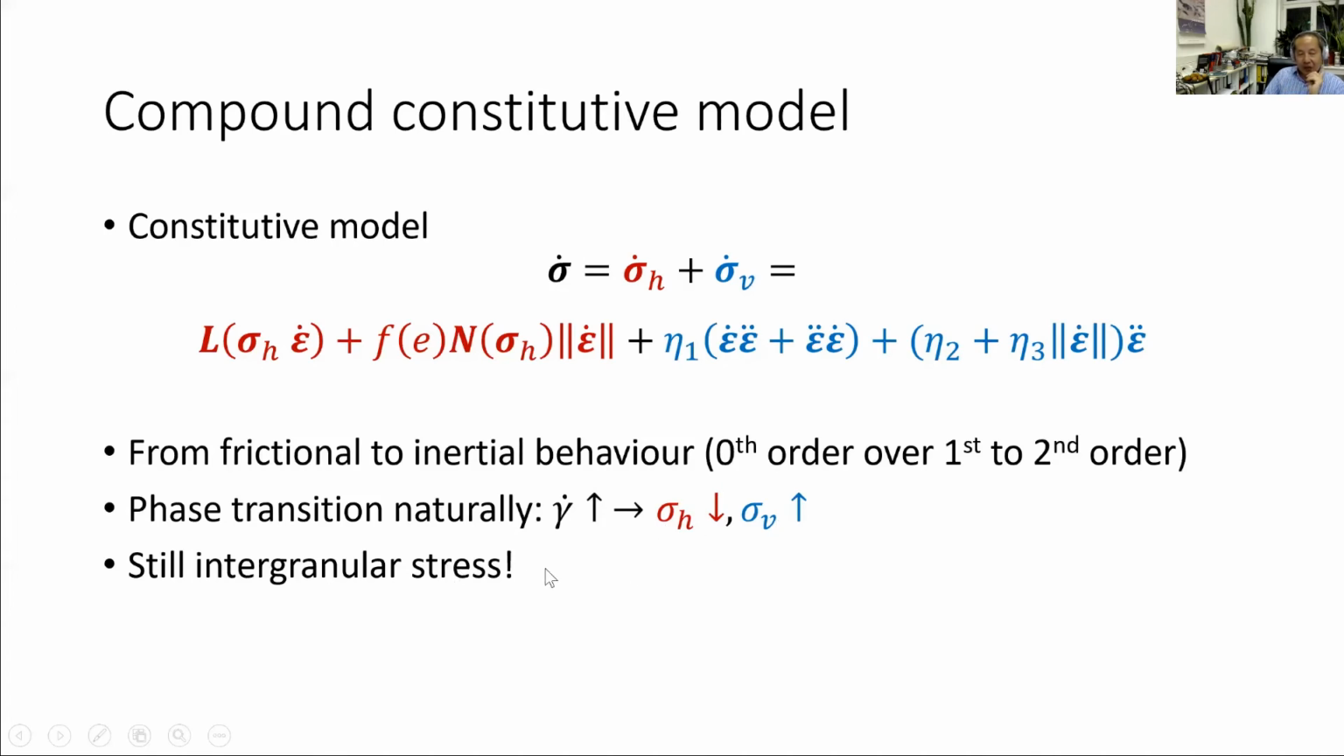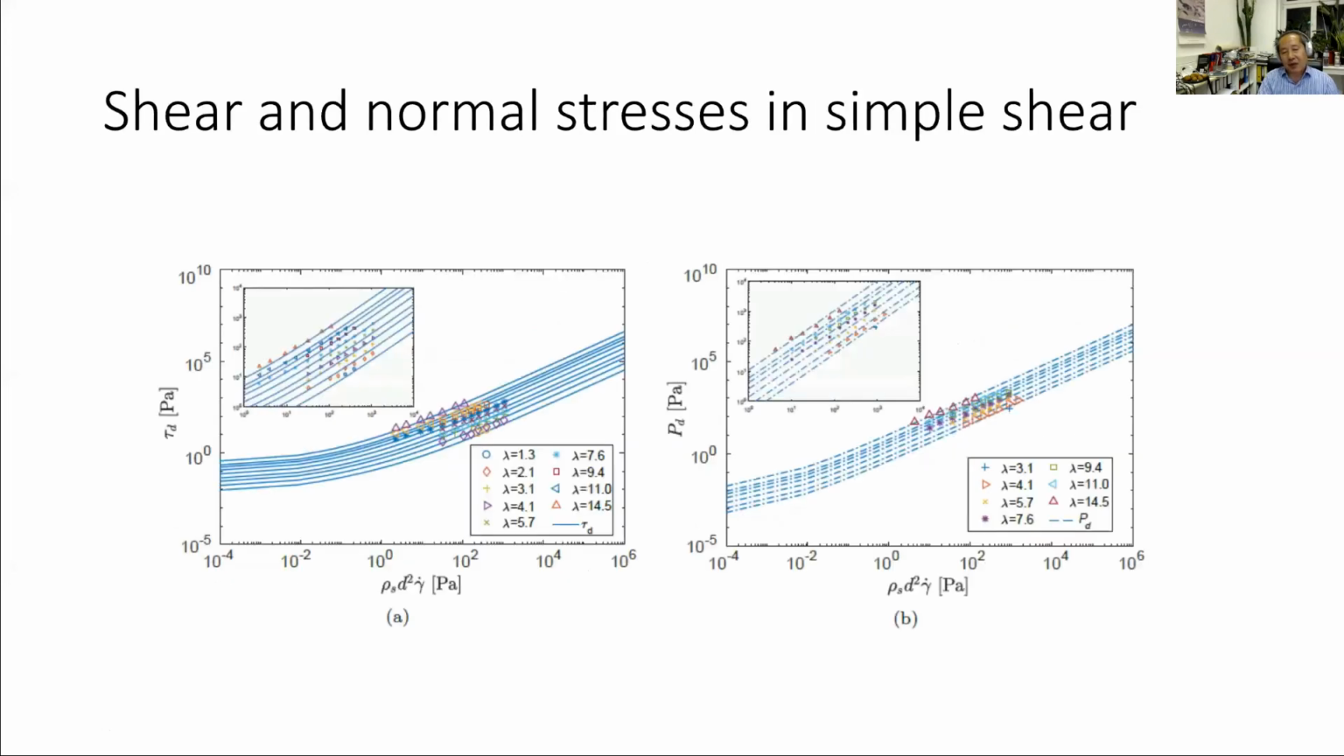And the last one is still the intergranular stress. This means what we consider here is the kind of effective stress of the granular material. I will just show you some performance of the model. Here is the shear stress over the strain rate, right? Compared with the results in the literature with different solid fractions. And it works pretty well for the shear stress. And the right figure shows you the normal stress over the shear rate, also pretty well, right?